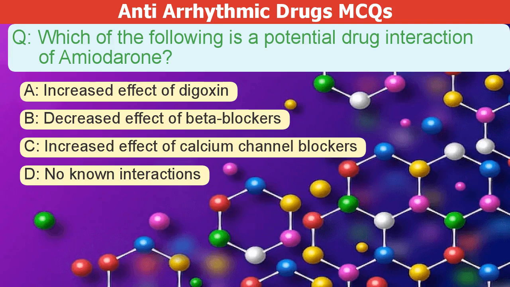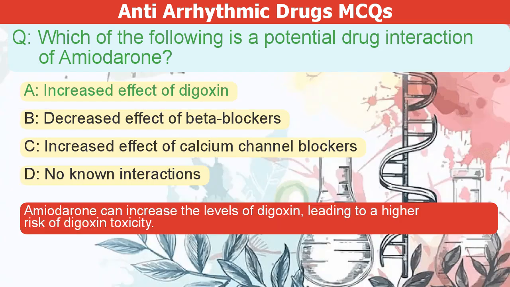Which of the following is a potential drug interaction of amiodarone? A. Increased effect of digoxin. B. Decreased effect of beta blockers. C. Increased effect of calcium channel blockers. D. No known interactions. The correct answer is A. Amiodarone can increase the levels of digoxin, leading to a higher risk of digoxin toxicity.